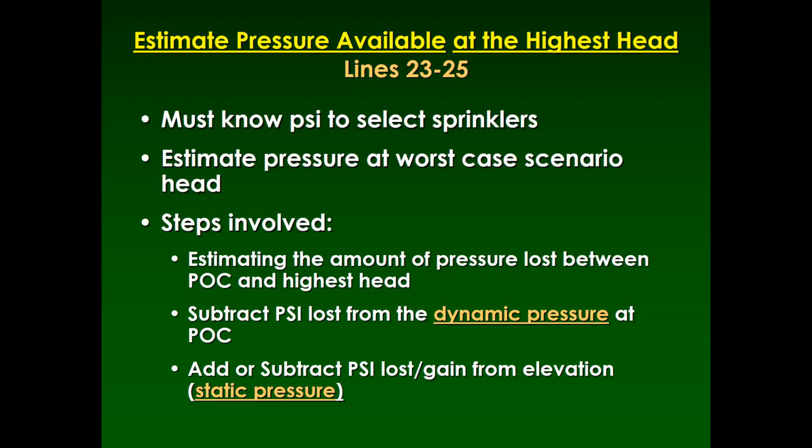So we must know the PSI to select our sprinklers. So we're going to estimate our pressure at our worst case scenario head. The steps that we're going to take are estimating the amount of pressure lost between our point of connection and the highest head. We're going to subtract that PSI loss from the dynamic pressure at our POC. So we're going to subtract that pressure lost from that 67 PSI. And then from there, we're going to add or subtract our PSI lost or gained from our elevation. So that elevation is now going to play a factor.